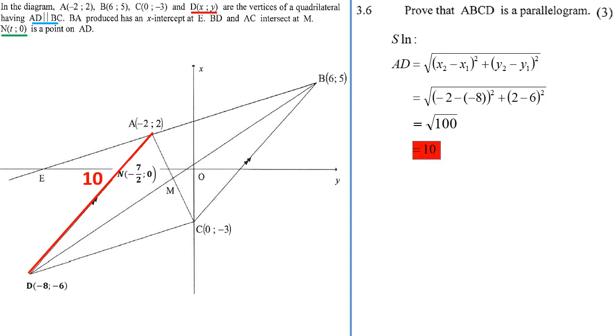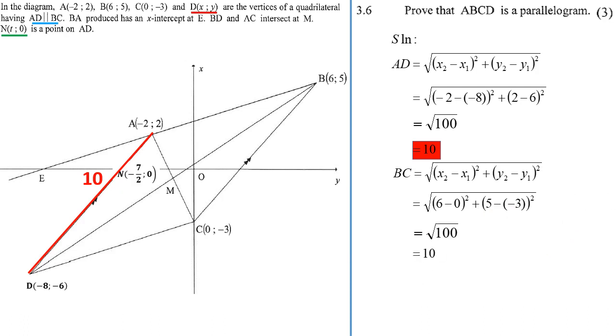We can also determine the length of BC. Substitute accordingly. In this case, I chose my x2, y2 to be at B, and x1, y1 at C. Substitute accordingly, then do the maths, and from there your BC is equal to 10. We are now looking at BC, that orange line. It is also 10 units. So what is the implication? It means these two lines are parallel and they are also equal.